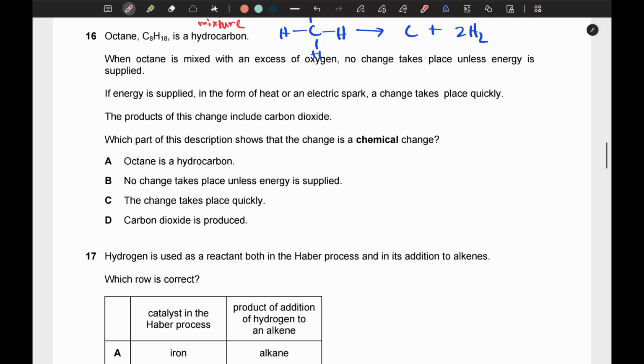Number 16. Octane C8H18 is a hydrocarbon. When octane is mixed with an excess of oxygen, no change takes place unless energy is supplied. If energy is supplied in the form of heat or an electric spark, a change takes place quickly. The products of this change include carbon dioxide. Which part of this description shows that the change is a chemical change?